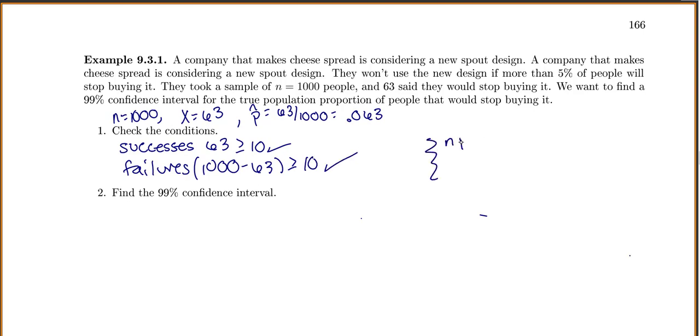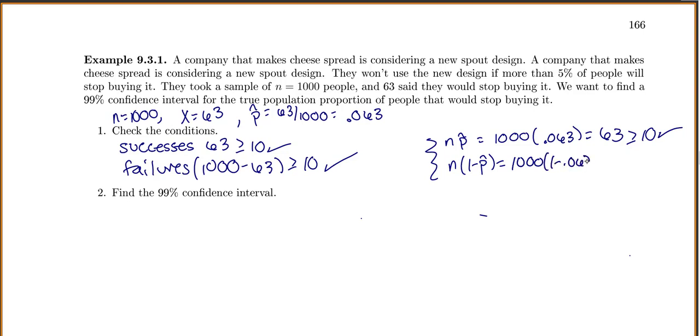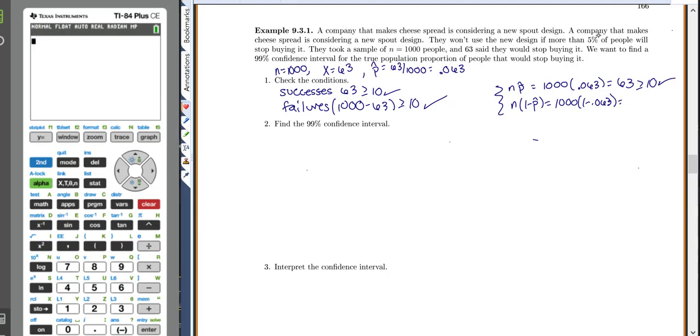Or, if you want, you could do n times p hat. So that's 1,000 times 0.063. But guess what? That's just going to put you right back to 63. And that's at least 10. So we're good. Or n times 1 minus p hat is 1,000 times 1 minus 0.063, which is going to give me 937, and that's at least 10. So we're good there too. So you can see how either checking n times p or checking the number of successes and failures, either way is telling you the exact same thing.